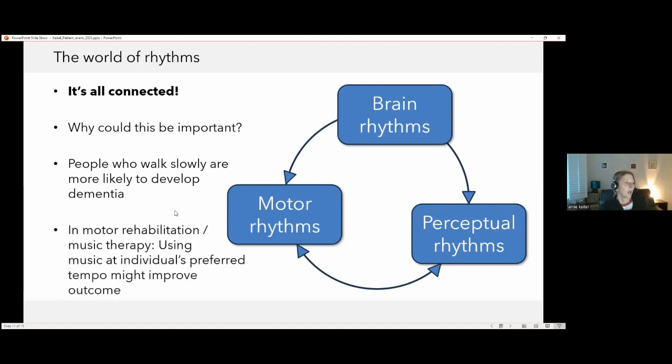And another maybe important implication is that in motor rehabilitation or in music therapy, it could be useful to use an individual's preferred rhythm, so either preferred motor rhythm or preferred perceptual rhythms like preferred music, to get better outcomes. So to either speed up motor rehabilitation or to improve the outcome of music therapy if an individual's preferred rhythms are used.